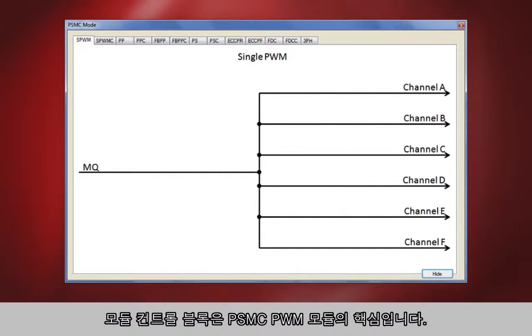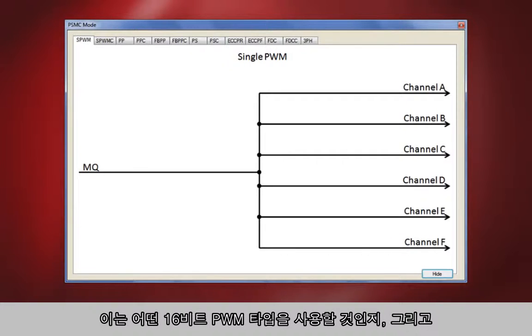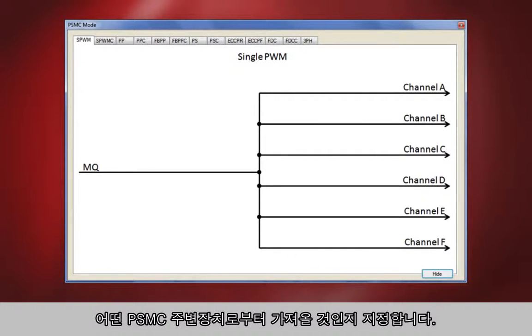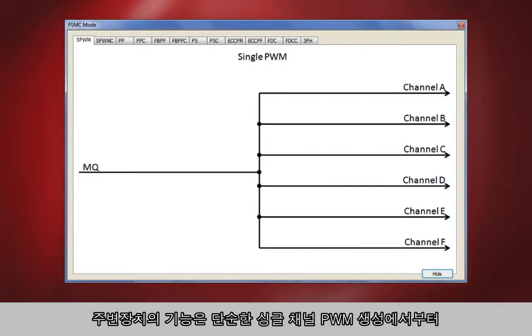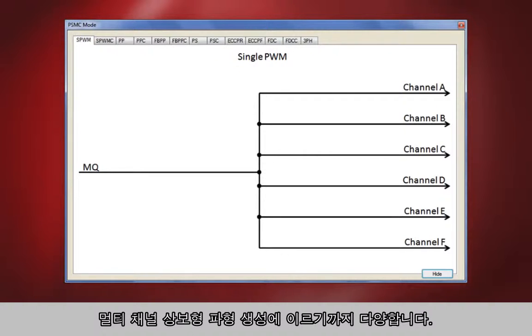The mode control block is the heart of the PSMC PWM module. This forms the basis on which type of 16-bit PWM is decided and derived from the PSMC peripheral. Peripheral capabilities range from simple single-channel PWM generation to multi-channel complementary waveforms with deadbands between transitions.